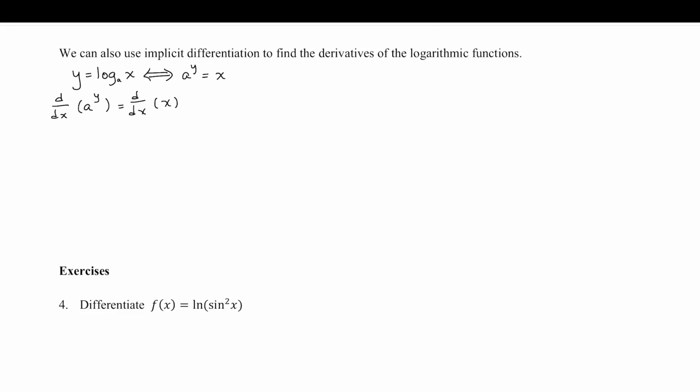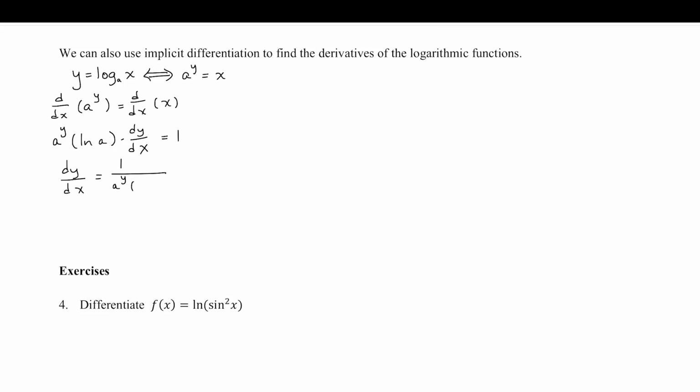and on the left-hand side, again, we've found our shortcut rules for the exponential function already. The derivative of a to the y with respect to x is: rewrite the exponential a to the y, times the natural log of the base, times the derivative of the exponent. Again, y is a function of x. And on the right-hand side, the derivative of x is just 1.